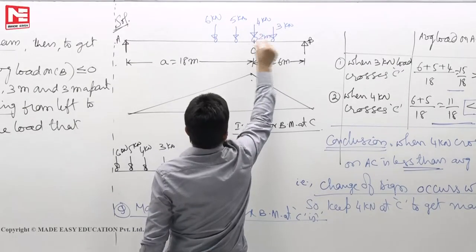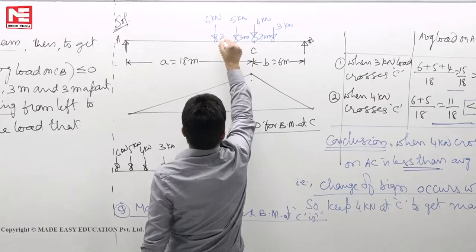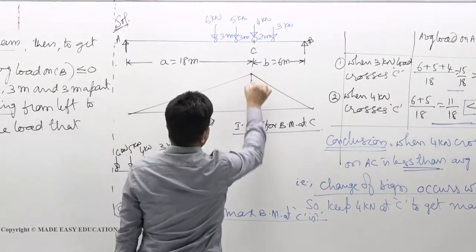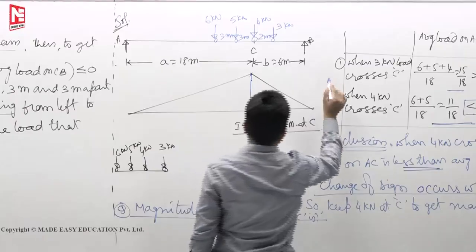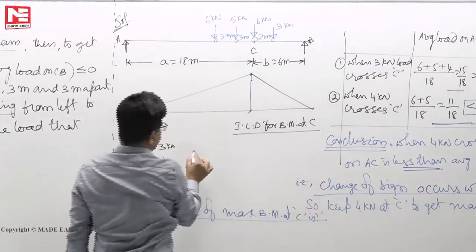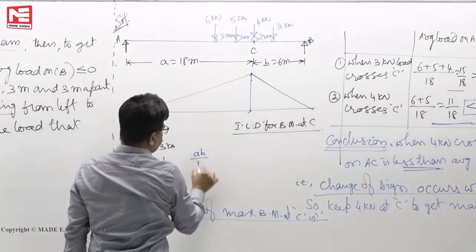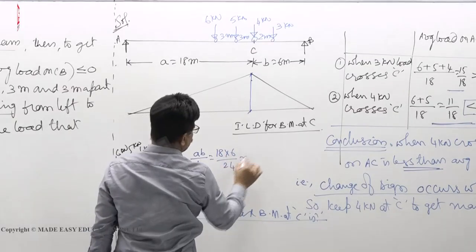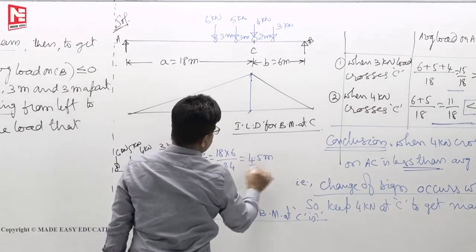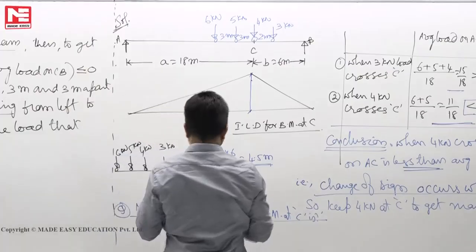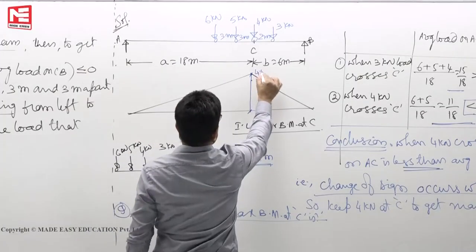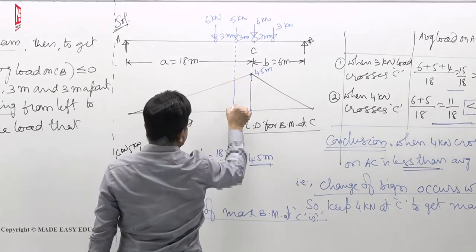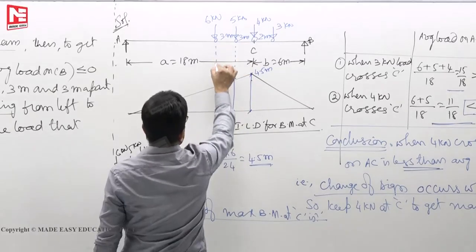This is 2 meters, 3 meters, 3 meters. Now, by linear interpolation, you can find this height, we know AB by L. This ordinate is AB by L. A means 18, B is 6, by length is 24. So, you will get 4.5 meters. So, this ordinate is 4.5 meters. Now, by linear interpolation, we can find these ordinates also.